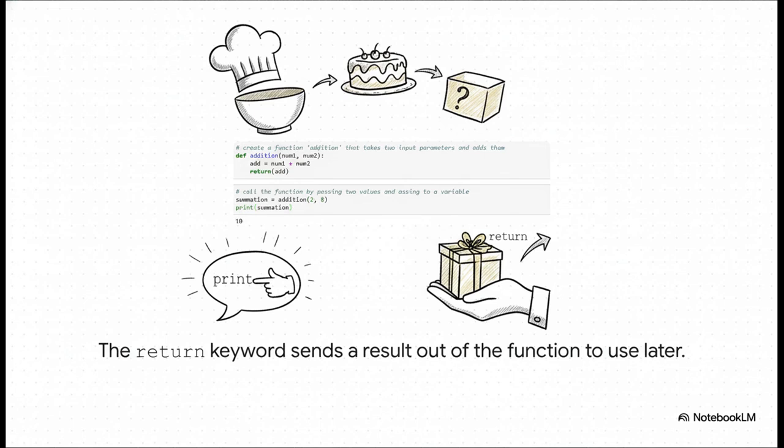Up to this point, our functions have just shown stuff on the screen. But what if you need your recipe to actually give you the finished cake so you can do something else with it? Well, that's exactly what the return keyword is for. Our addition function here doesn't just display the answer, it calculates it and then hands it back, so we can store that result in a new variable, summation, and use it whenever we want. This is a crucial point. Print is for showing, but return is for giving back.